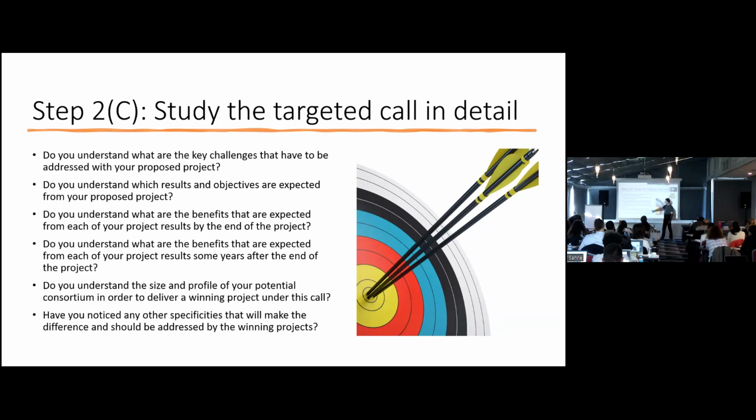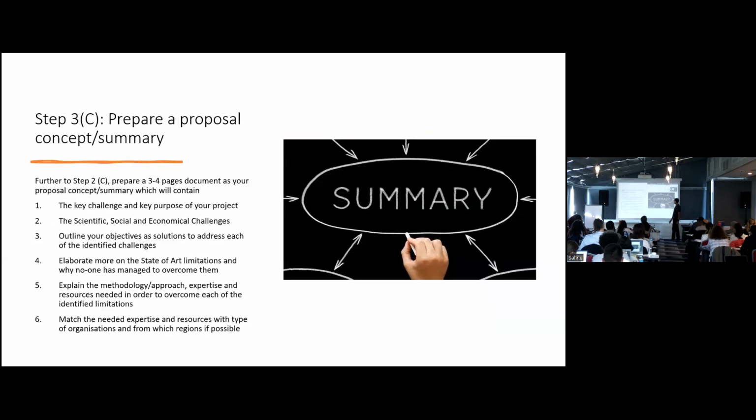So this is step 2 that we have. We got that, we are confident that we have all that kind of information from the call. Then we go to the next step. Then we prepare the proposal summary. So what are the contents of the proposal summary? We should not prepare the proposal summary if we haven't understood fully the call topic profile.